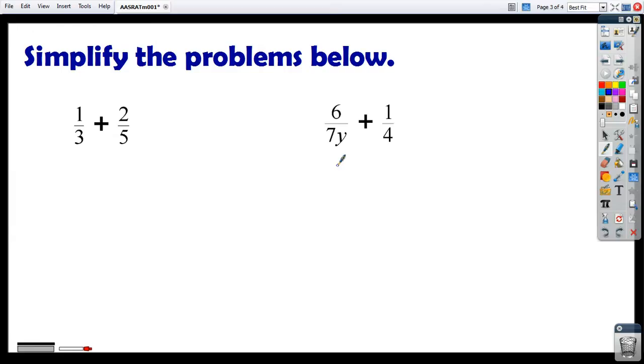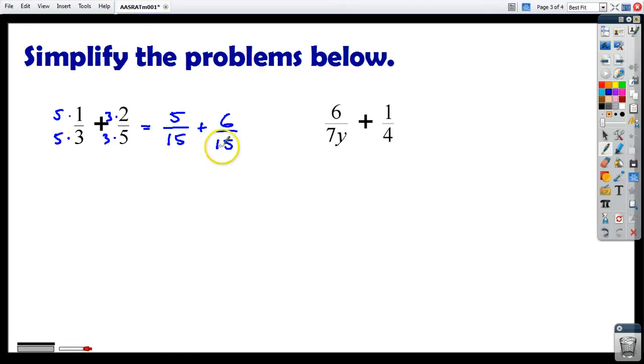And so with what we know about factors and multiples, we look at 3 and we look at 5. And we say to ourselves, okay, what is the least common denominator? In that case, I would think 15. So we take our first fraction, multiply top and bottom by 5, and we get 5 over 15. We take our second fraction, multiply top and bottom by 3. So we get 6 over 15.